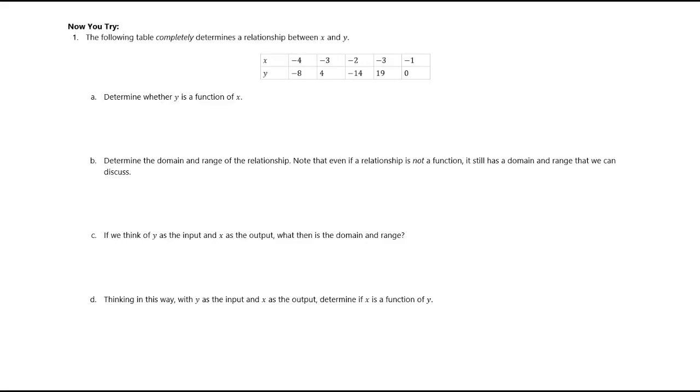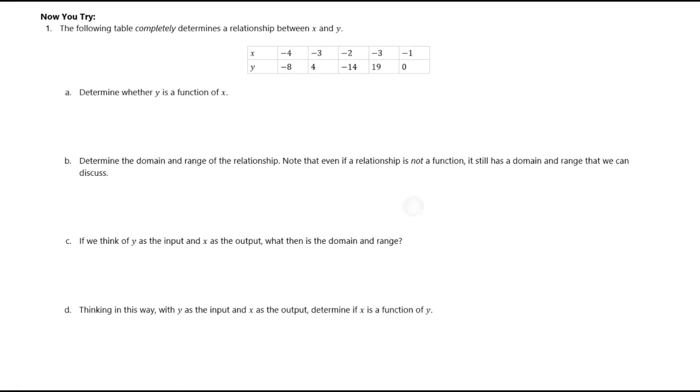All right, welcome back. Let's look at the now you try problem on determining if a table of values is a function or not, and if we look at it as x is the inputs, y is the outputs, is that a function? And then switching it up and saying, what if we look at it the other way with y is the inputs and x is the outputs? So here we have a table that completely defines a relationship between x and y.